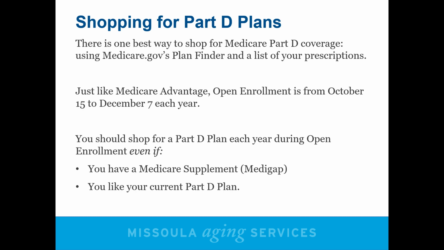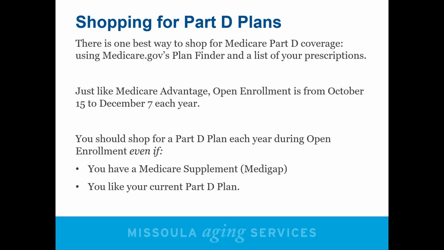Okay, shopping for Part D plans. There's one best way to do that shopping matchmaking process I mentioned, and that is to use Medicare.gov's Plan Finder and the list of your prescriptions. Just like Medicare Advantage, open enrollment is from October 15th to December 7th each year. You should shop for a Part D plan or a Medicare Advantage plan with drug coverage each year during open enrollment, even if you have a Medicare supplement. Just because you set that one up for life, you still got to shop every year for the drug coverage. And then you also should shop each year, even if you like your current Part D plan.